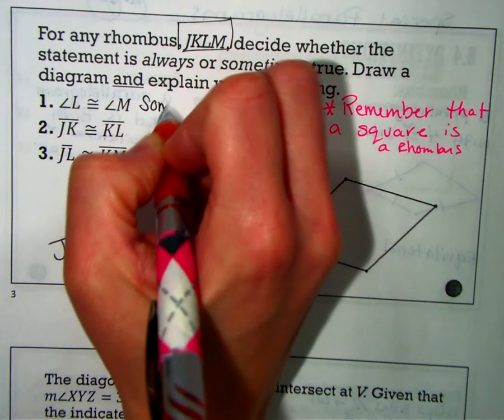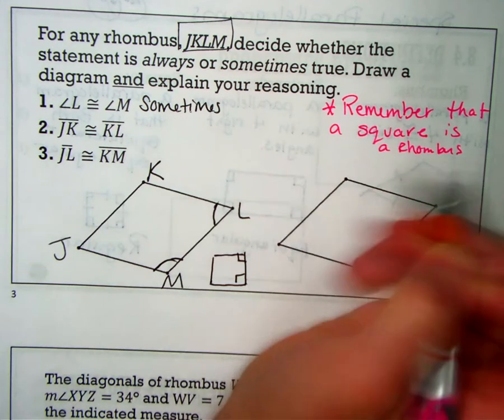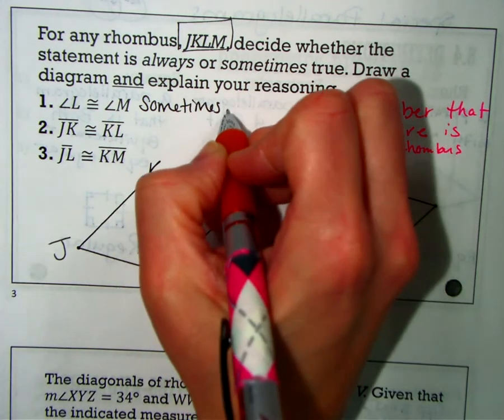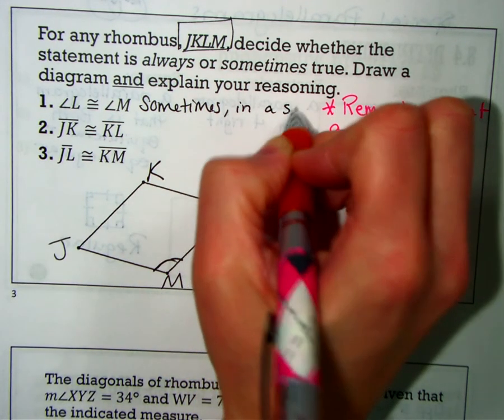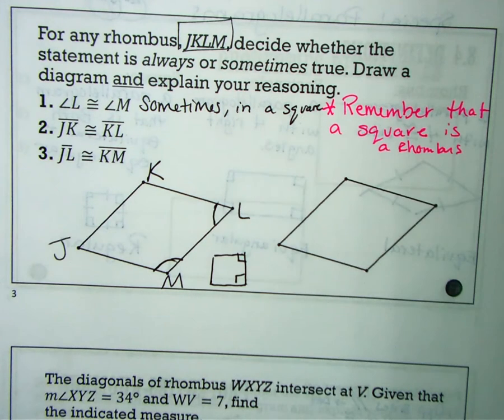and it does say explain your reasoning. Sometimes in a square. And that's a comma, not sometimes in a square. It's always in a square, but it is sometimes for a rhombus. And when does that happen? It happens in a square.